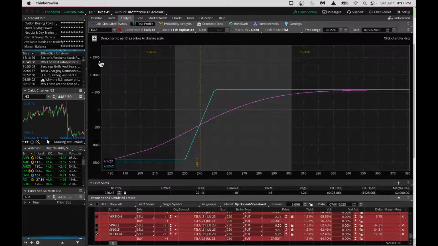Look, we got our bull put spread, chance of profitability is very good here, 69%, almost 70%. So you could go with this also. This is a great strategy. So I do this all day long with a stock like Tesla.